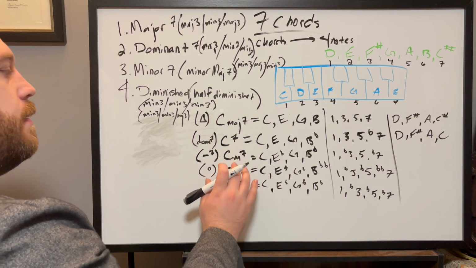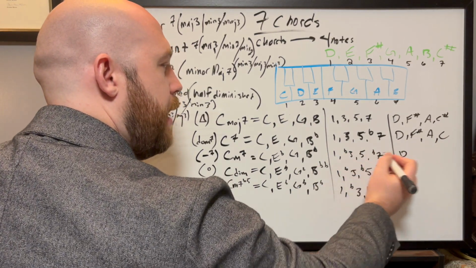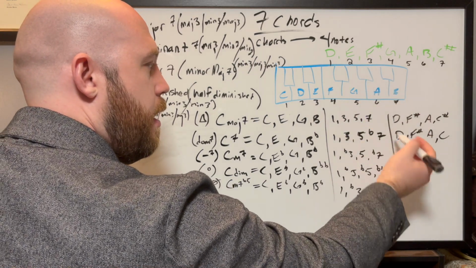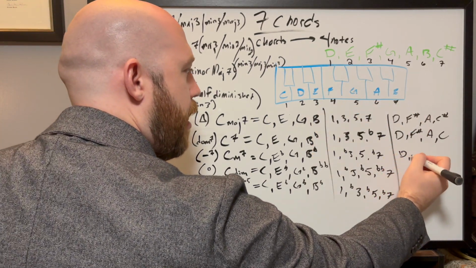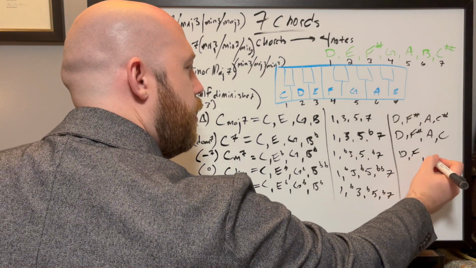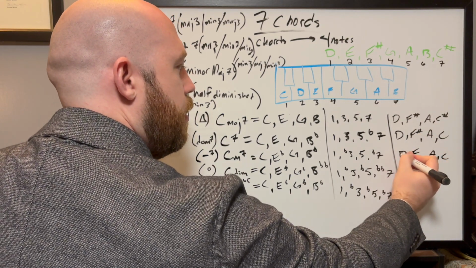Okay? D minor 7. What do we have here? 1, flat 3. So our 3 is F sharp. We're going to bring it down 1. And what does that give us? Regular F. Okay? 5, A. And a flat 7, we already figured out, is C.